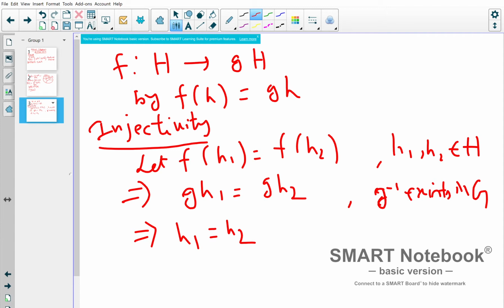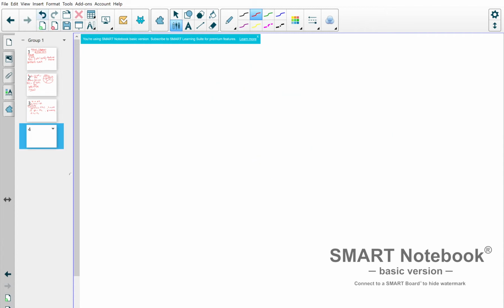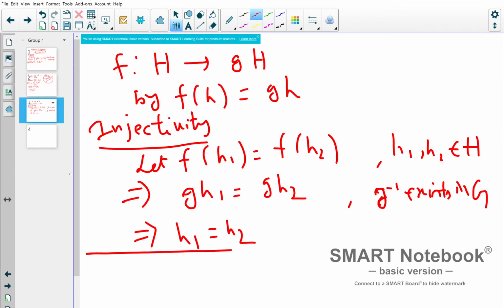So this map is injective, which with finite size means injectivity equals surjectivity, but let us also prove surjectivity. Surjectivity is by definition, since the elements of this set are of the form gh.